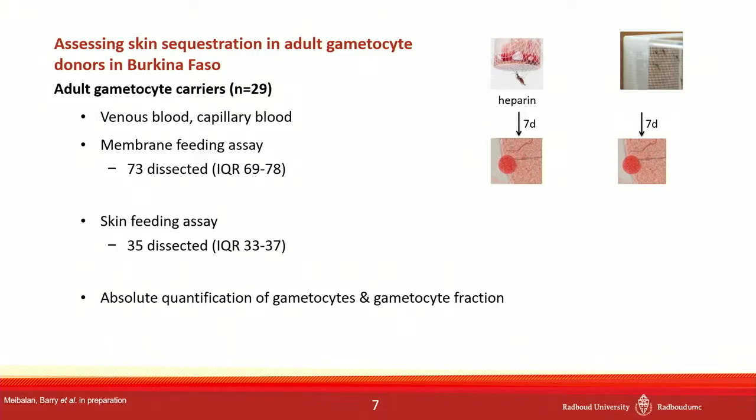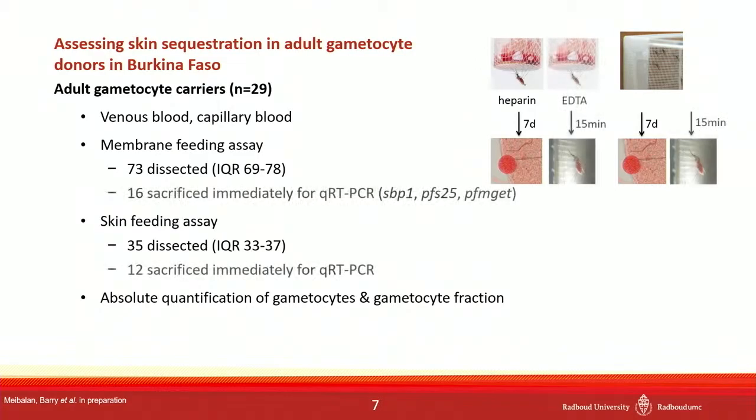So we've done 2 studies in Burkina Faso in adult gametocyte carriers, so microscopy-positive gametocyte carriers. The first one, we took heparin blood samples, offered it to mosquitoes, and then 7 days later, you can see these beautiful oocysts, or not, on the mosquito midgut, and we examined a good number of mosquitoes per individual, and we also did skin feeding. And then the nice thing we did, I think, is that we gave a second blood meal in EDTA, and we gave that to mosquitoes.